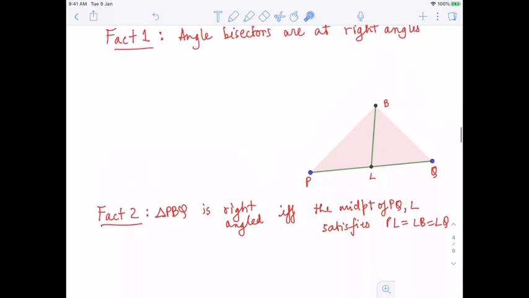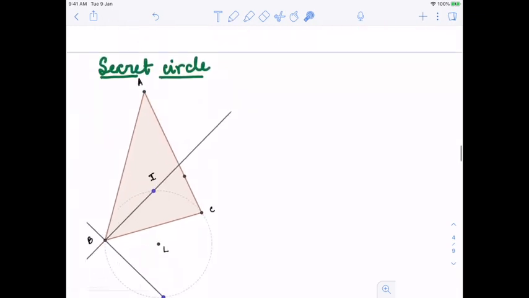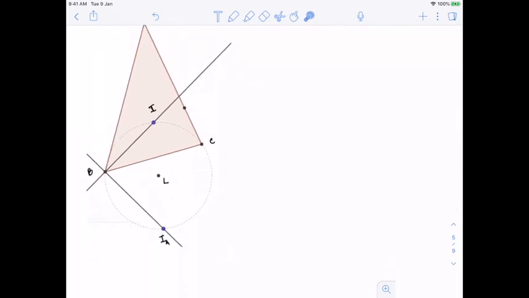Now I'm not writing that argument down because it's elementary, but essentially if we can use these two facts, we can actually get our secret circle. So let's get our secret circle using these two arguments. Here's the secret circle.